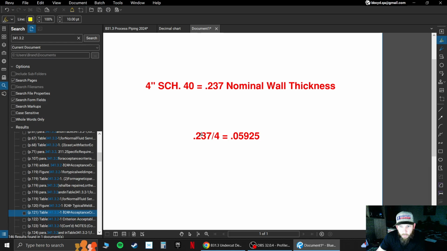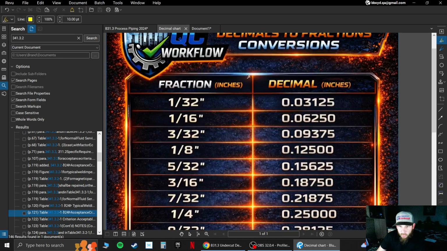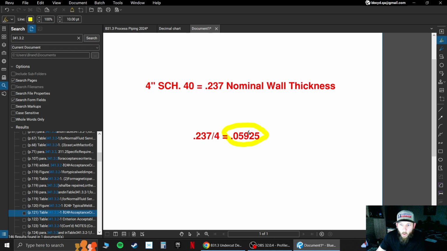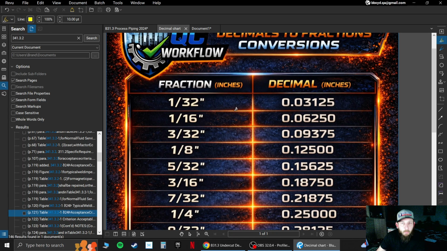So if you do the math, 0.237 divided by 4 equals 0.05925. So what we want to know is if this number is greater than or less than 1/32 of an inch. So let's refer to our decimal chart. It says here that 1/32 is equal to 0.03125. This number is smaller than 0.05925. So that means that 1/32 would be our maximum allowed depth of undercut.